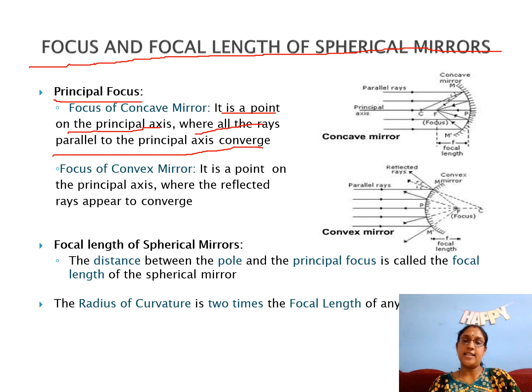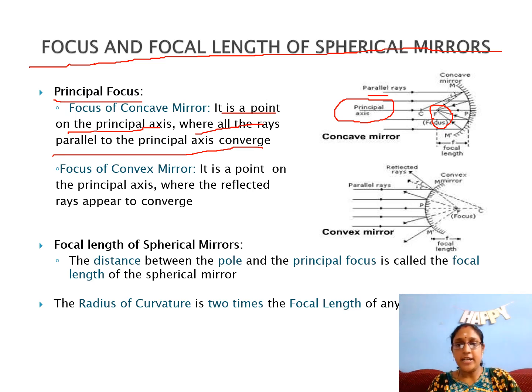Rays parallel to the principal axis will converge. If you can see from this diagram, this is your concave mirror. These are the parallel rays, and this will be your principal axis. When the rays parallel to the principal axis strike the concave mirror, they reflect back and concentrate at the focus point.